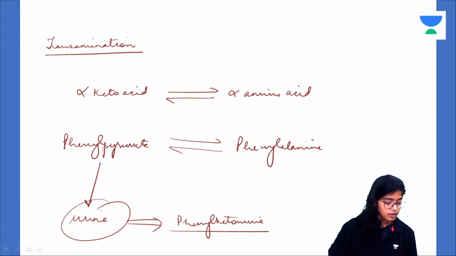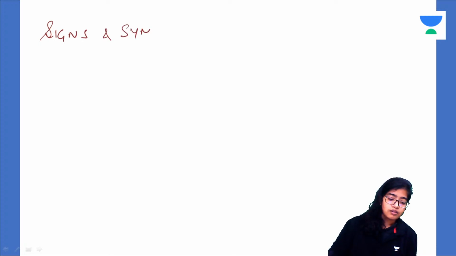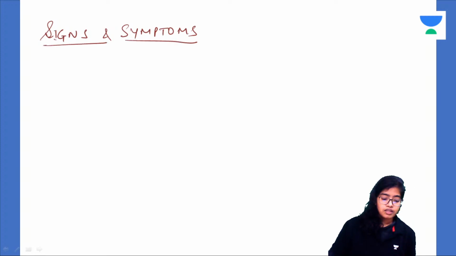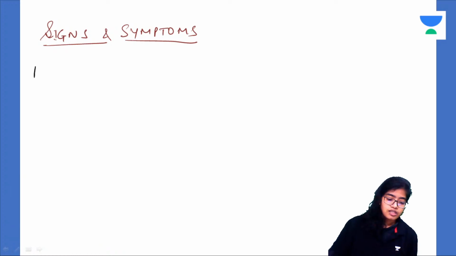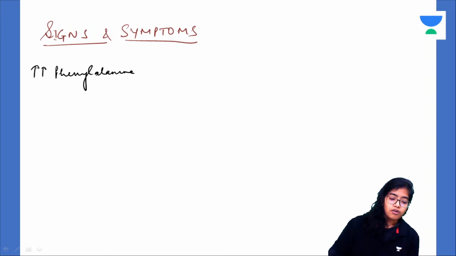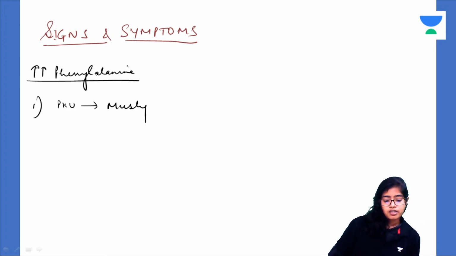Okay, next are the signs and symptoms. Very important. Let us quickly discuss these. First, excess of phenylalanine will be excreted in the urine, leading to phenylketonuria, which will cause a musty odor in the urine and on the nappies.